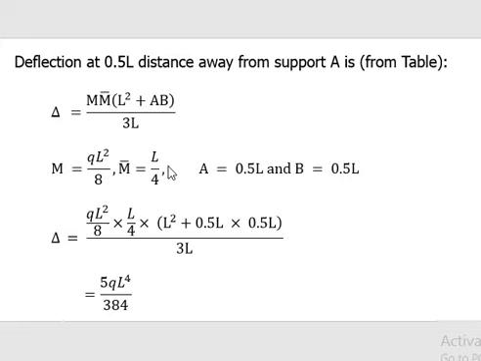The deflection at 0.5 L away from support A is also obtained from the table. Just go to the table, pick the formula. This is the formula. In this case, Mo is qL squared over 8, M bar is L over 4, capital A is 0.5 L, capital B is 0.5 L. Substitute these values into that displacement formula, solve out, and you will get that the displacement at 0.5 L away from support A is 5qL raised to the power 4 over 384. That is this.